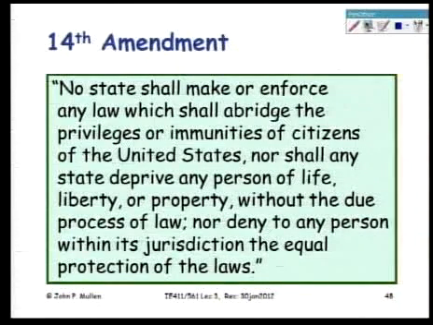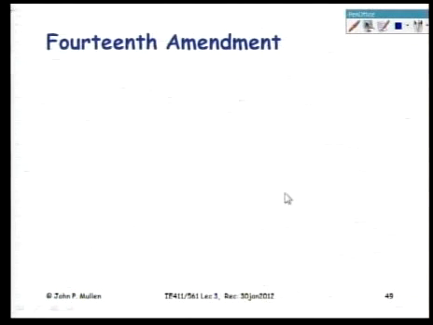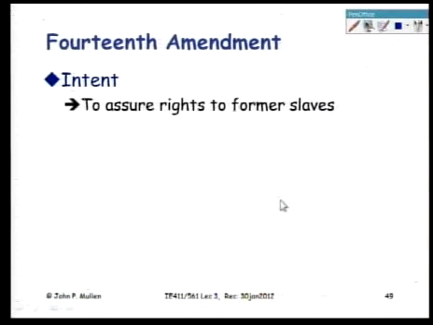Now, I'll leave without comment that apparently certain people have not read this, because we've had some laws passed recently that clearly violate part of this amendment. The courts will sort that one out. It's not a safety issue. Now, the 14th Amendment's intent was to assure rights to former slaves, but it's had a side effect.